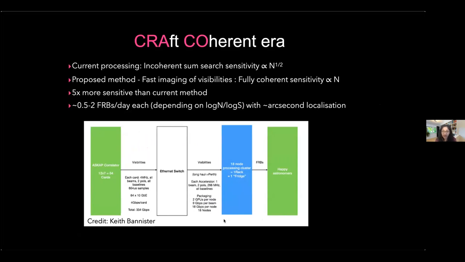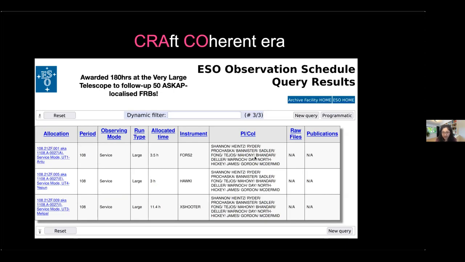The CRAB coherent upgrade, or what we call CRACO, will enable fully coherent searches by fast imaging of visibilities. And this is going to make ASKAP 5 times more sensitive than the current method. Thus, in the coming future, ASKAP will be delivering one FRB per day with arcsecond localizations. And we are excited to announce that we have been awarded 180 hours of VLT time to observe 50 ASKAP localized host galaxies in the coming year.